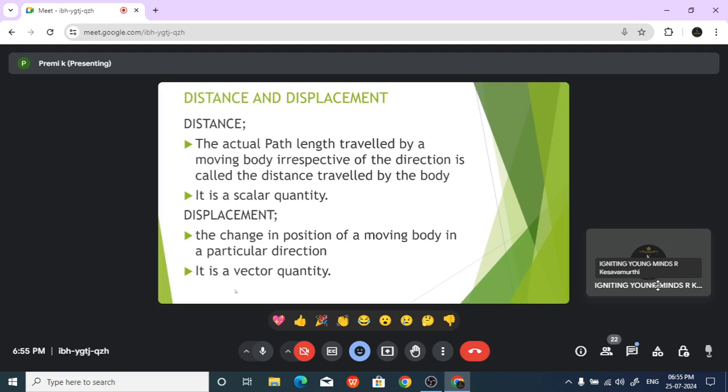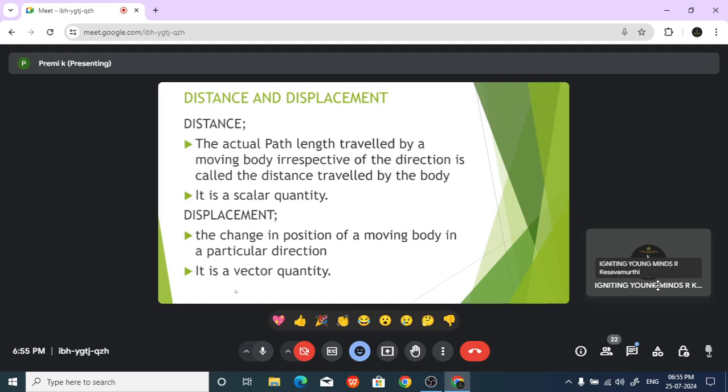Here, when we come to distance, it has only the magnitude. The distance traveled is 10 kilometers or like that. Only the value, the numerical value, that is the magnitude. So that is scalar quantity.